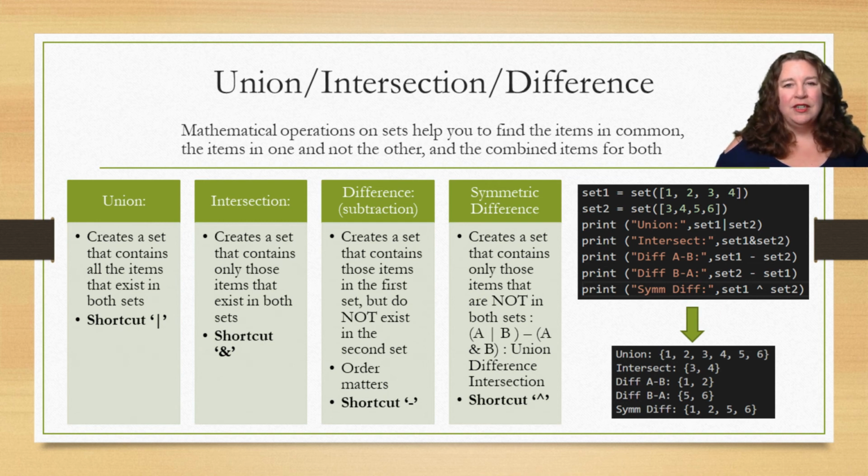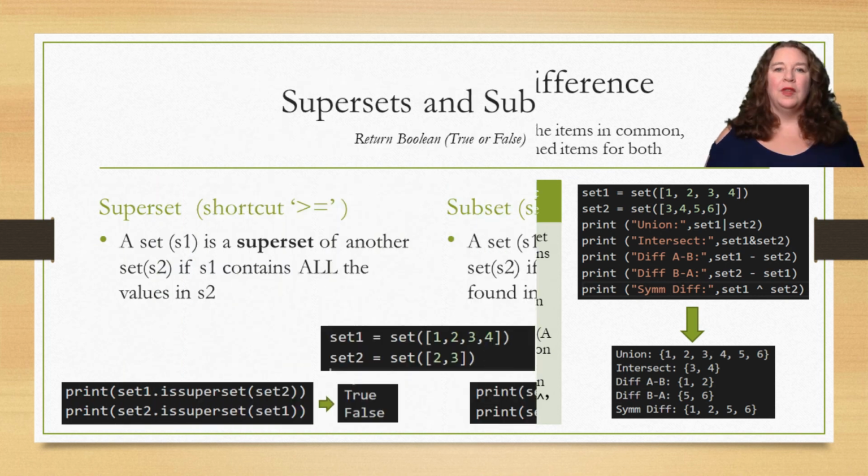And you can see the examples that I've given here that show you, given these two sets of 1, 2, 3, 4, and then 3, 4, 5, 6, what are the values of each of those mathematical operations on sets? So hopefully this is, again, part of your homework of being able to do the union and the difference and the intersections of different sets. So I hope that this one makes sense.